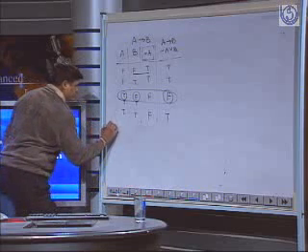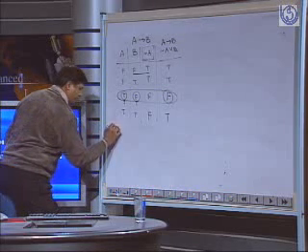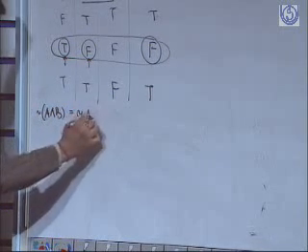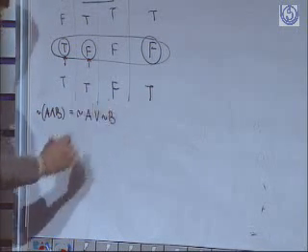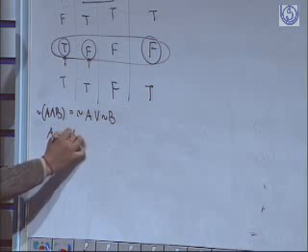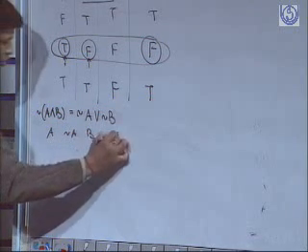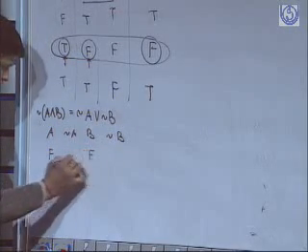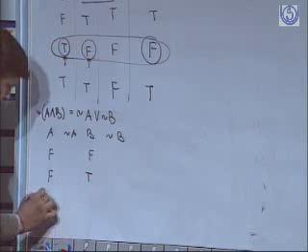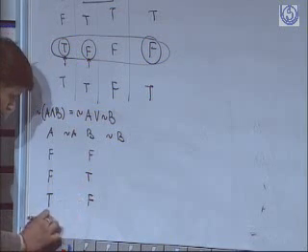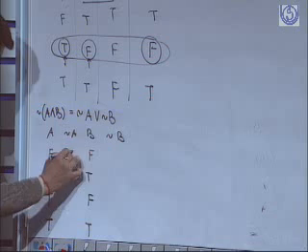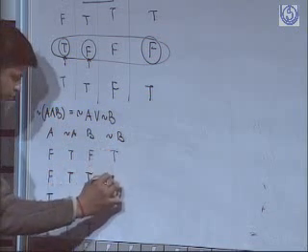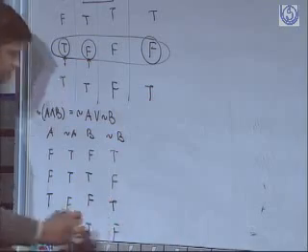So let's prove the De Morgan law. Not (A conjunction B) is equal to (not A) disjunction (not B). So A, not A, B, not B. So this is false, false, false, true, true, false, true, true. This should be true, this should be true, this should be false, this should be false, true, false, true, false.